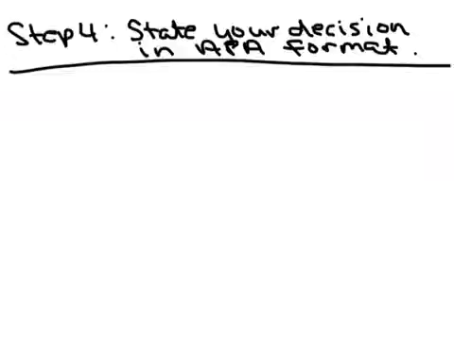Step 4. So we did find significance, so we're rejecting the null. We can basically restate our alternative hypothesis with our statistics included in the APA format.